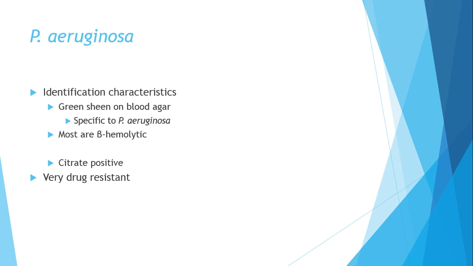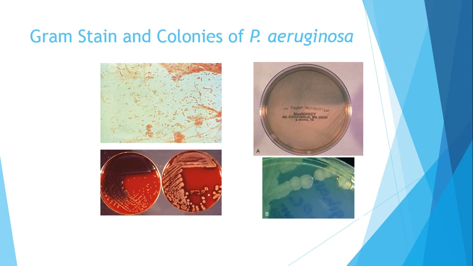Citrate positive, very drug resistant. Okay? So it's very important that we find out what Pseudomonas is sensitive to and give it to the patient as soon as possible. So here's Pseudomonas on sheep blood agar. It's kind of trying to show you the metallic sheen, but it doesn't do you justice. It's almost like if you look at a fish, a scaly fish, and that rainbow-like sheen. That's what it is.